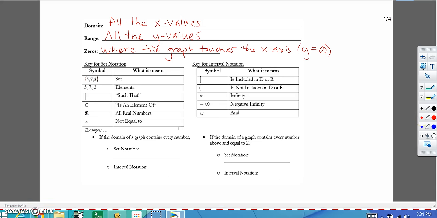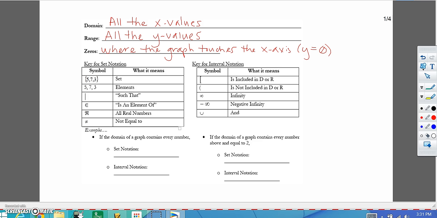Today we're going to talk about domain and range. So domain, as I wrote down, is all the x values, and range is all the y values. So domain is all the values as you travel from left to right in a graph, and range is all the values as you travel down to up of a graph.